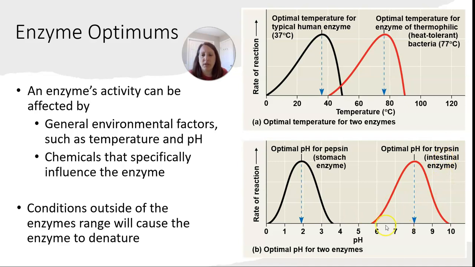Now for trypsin, we have to shift our pH up here. Trypsin is going to work best at a pH of about 8. So again, an alkaline or basic environment, slightly. A pH below doesn't work. A pH above doesn't work. So again, there are these optimums or optimal ranges in which an enzyme is going to function best. Outside of that range, the enzyme won't work. It will denature.